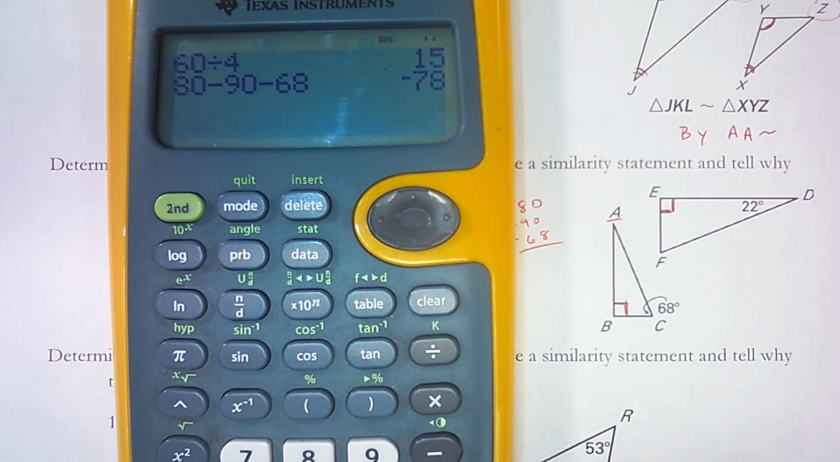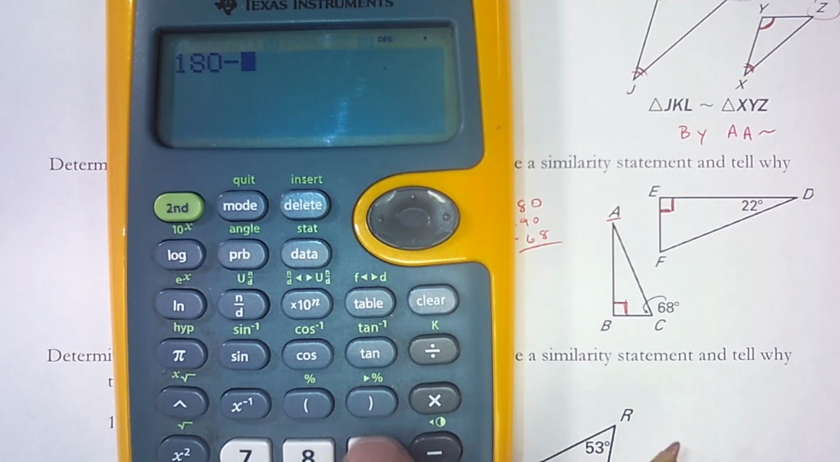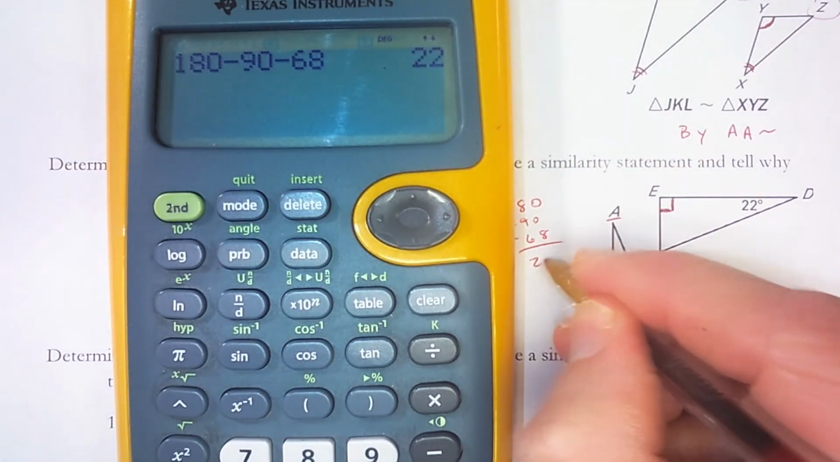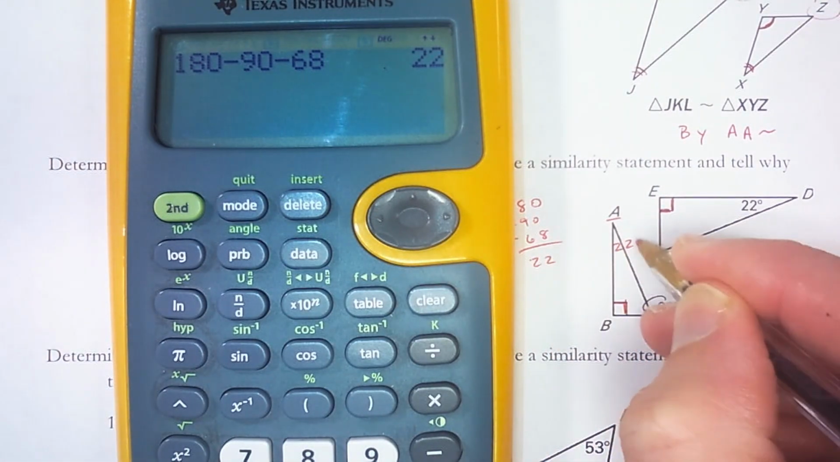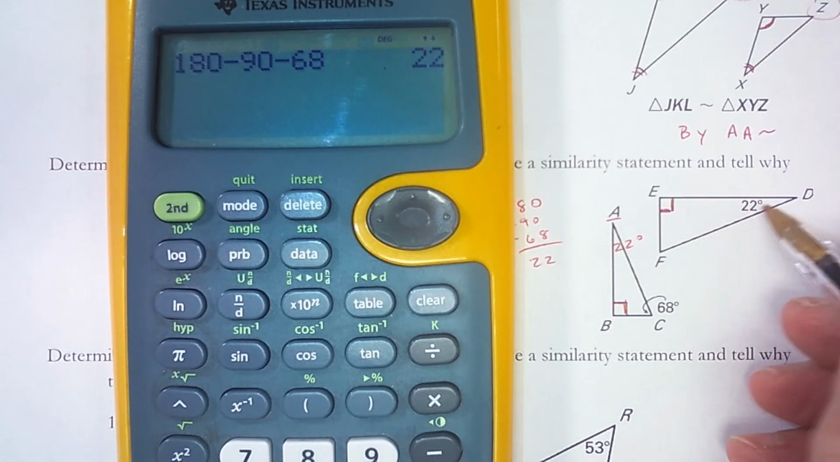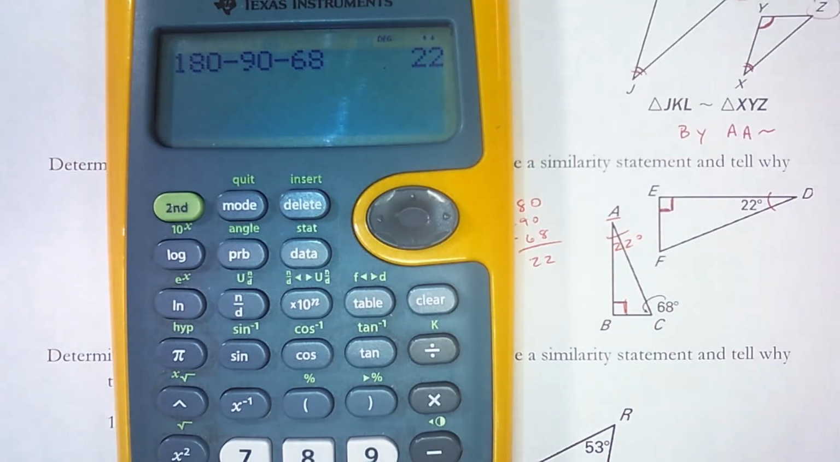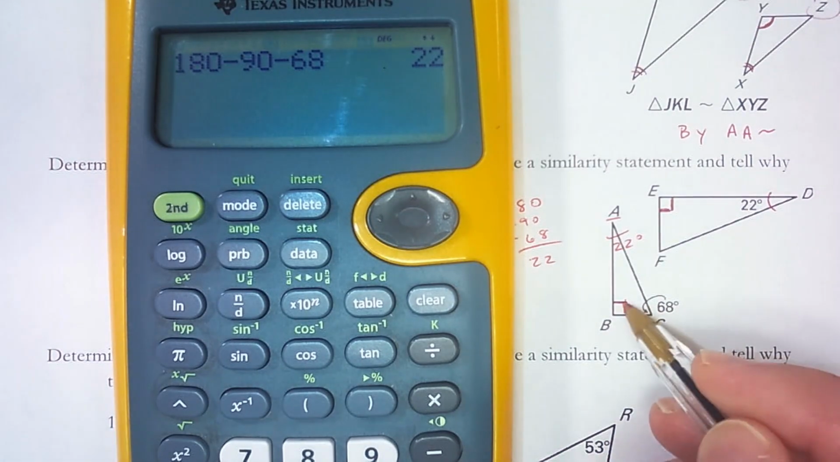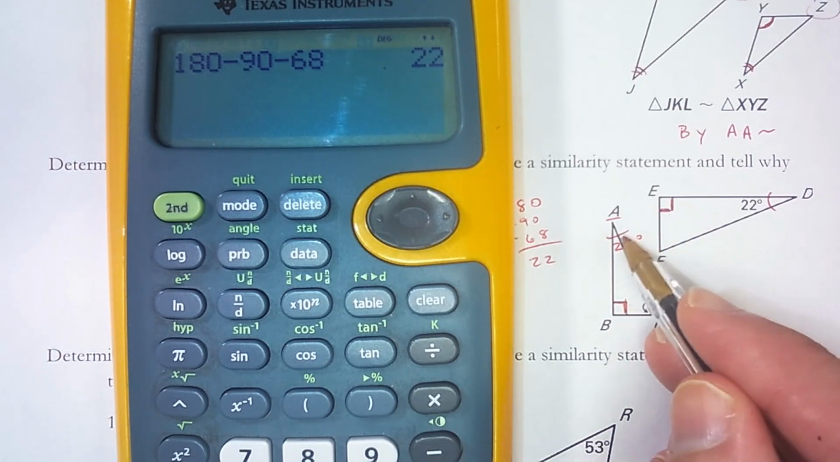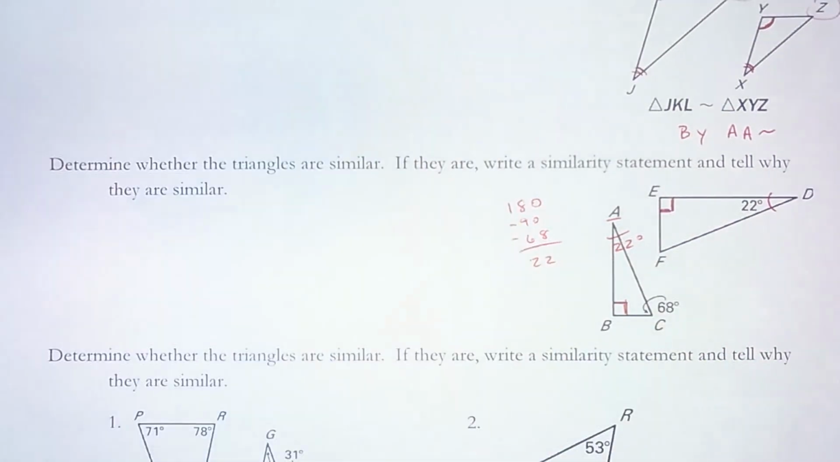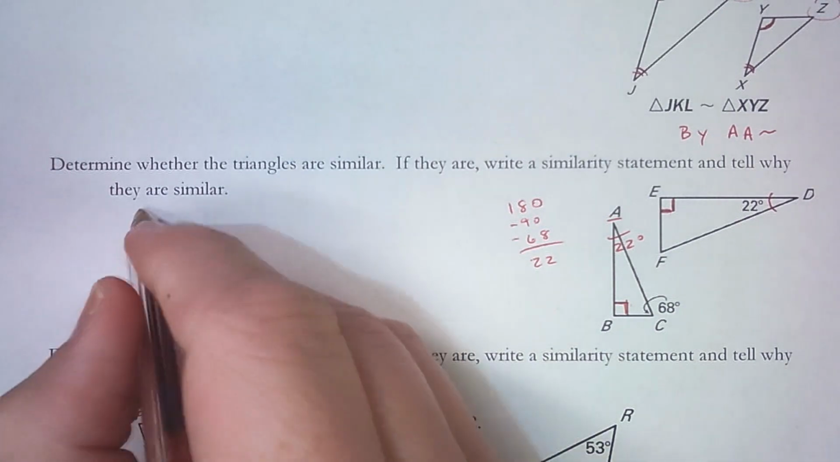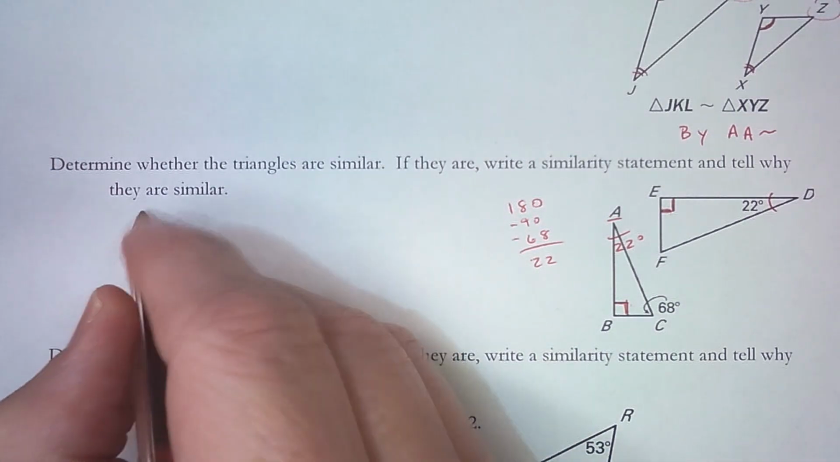And that is not correct. Let's try that again. 180 minus 90 minus 68 is 22. So this angle right here is 22 degrees, which matches this one here. So these are congruent angles. So I've got right angles, which are congruent to each other, and 22-degree angles, which are congruent to each other. So I can say that they are similar.